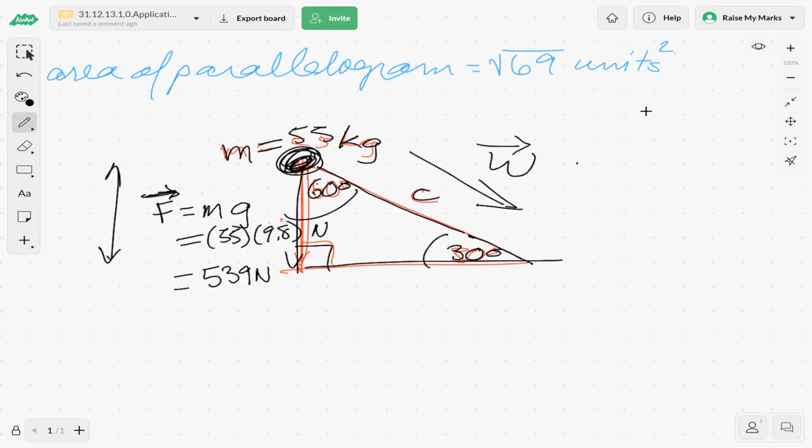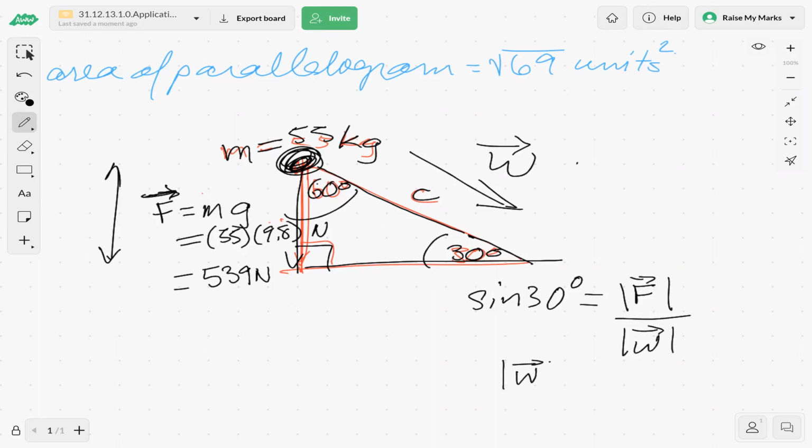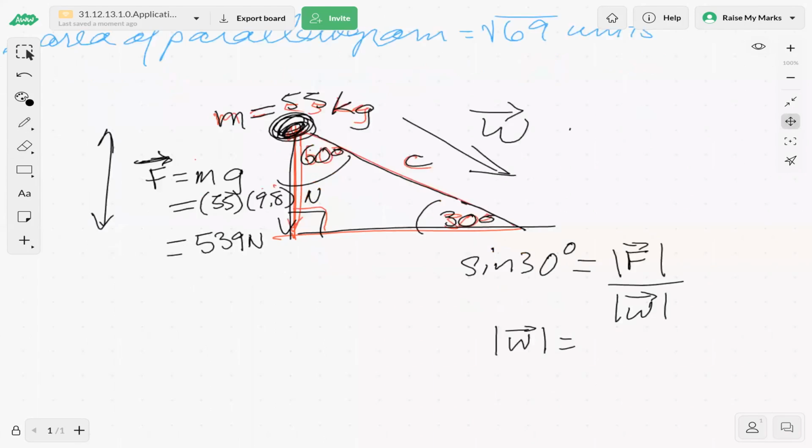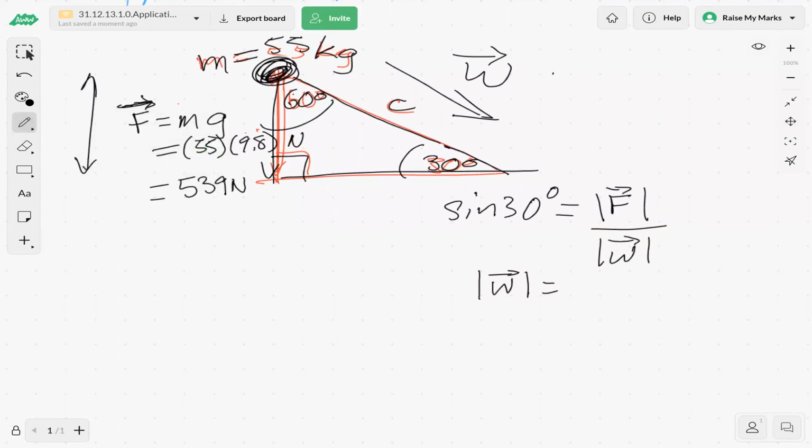Or better yet, how about the sine of 30 degrees equals opposite over hypotenuse. Opposite is the magnitude of our force due to gravity, over the magnitude of the work. We're looking for work, so we're going to solve for W. So the magnitude of work equals the magnitude of force due to gravity over sine 30 degrees. Let's plug in all our values.